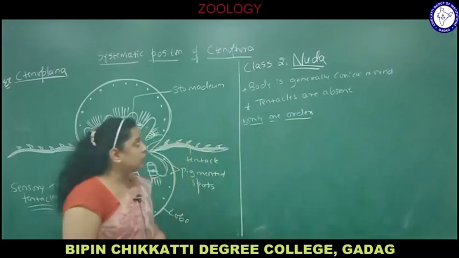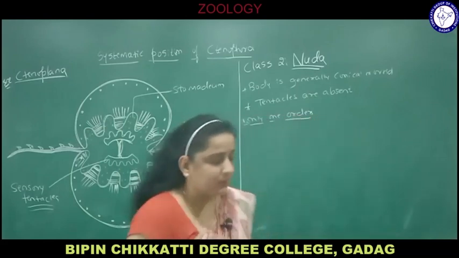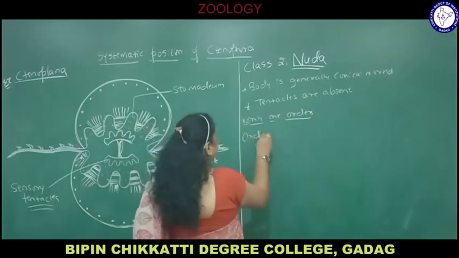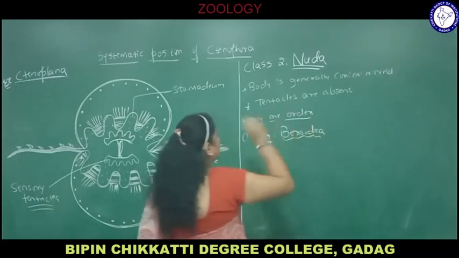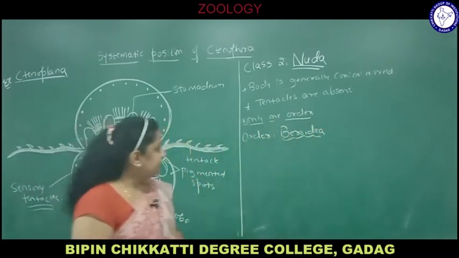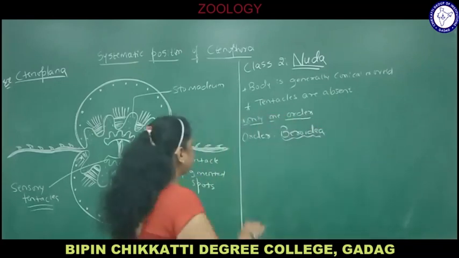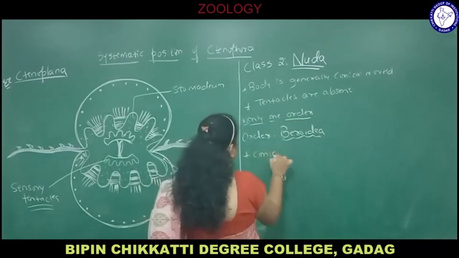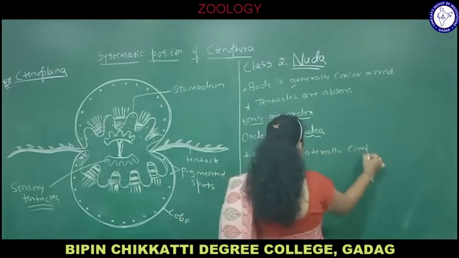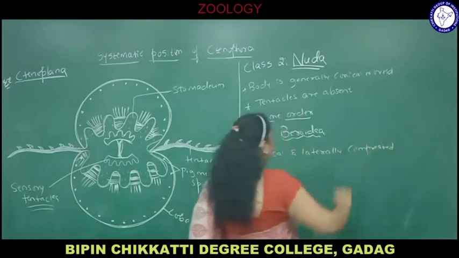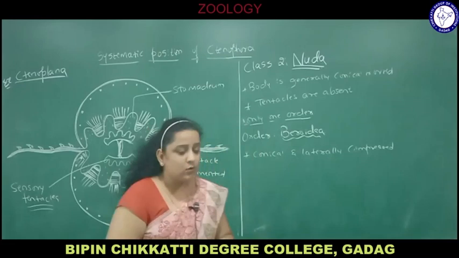In Tentaculata we had seen there are 4 orders. In class 2, that is Nuda, there is only a single order called Beroida. Order 1, Beroida. As we had seen Cydippida, Lobata, Cestida, etc., here you are seeing only one order called Beroida. Body is conical and laterally compressed. As I showed you the lateral side of the body, the lateral sides are totally compressed. Dorsal, ventral, the sides are called the lateral sides.